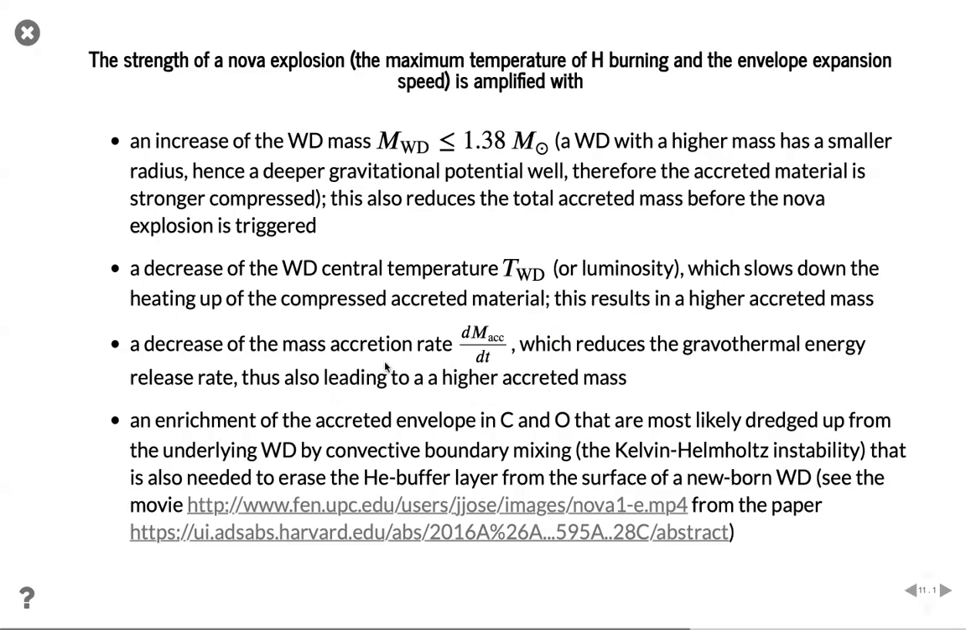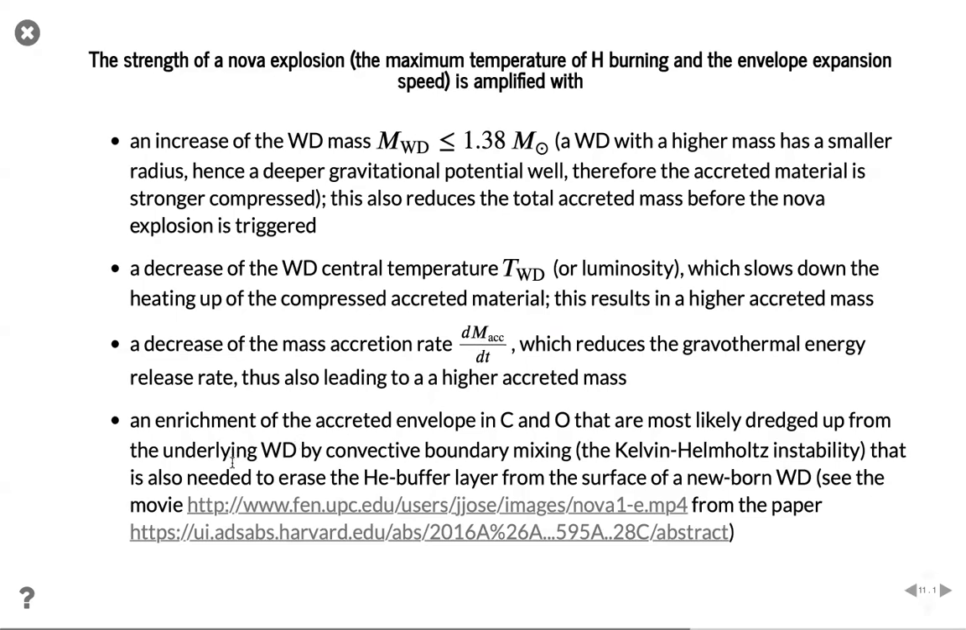So if the accretion rate is high, then there is a lot of entropy, gravithermal energy, with the accreted material. Therefore, the explosion of the nova occurs earlier, before significant mass is accreted, and therefore the strength for higher accretion rates is weaker. For low accretion rates, the strength of the nova explosion is stronger.